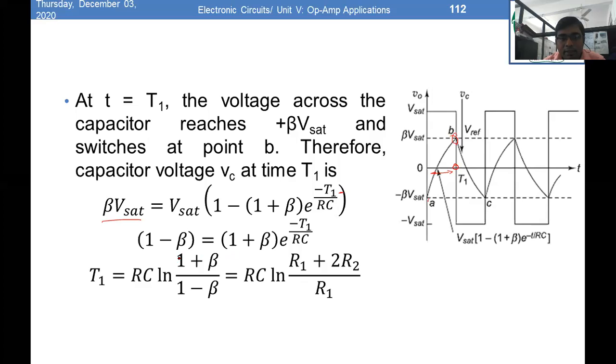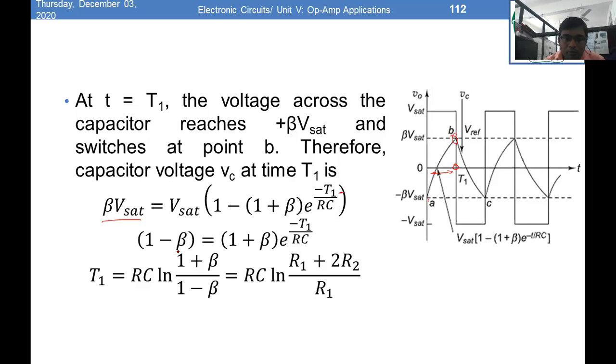That would be further written as (1 minus beta) upon (1 plus beta). Take the natural log on both sides, it becomes ln of (1 minus beta) upon (1 plus beta) equal to minus T1 upon RC.